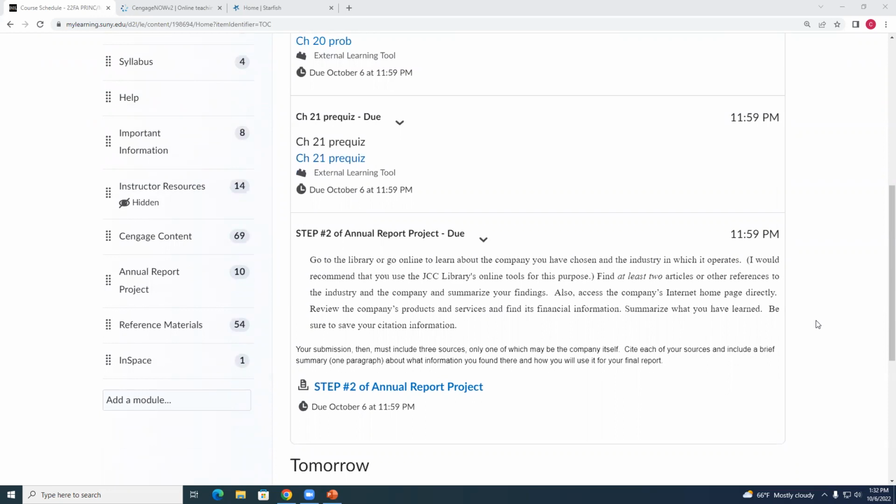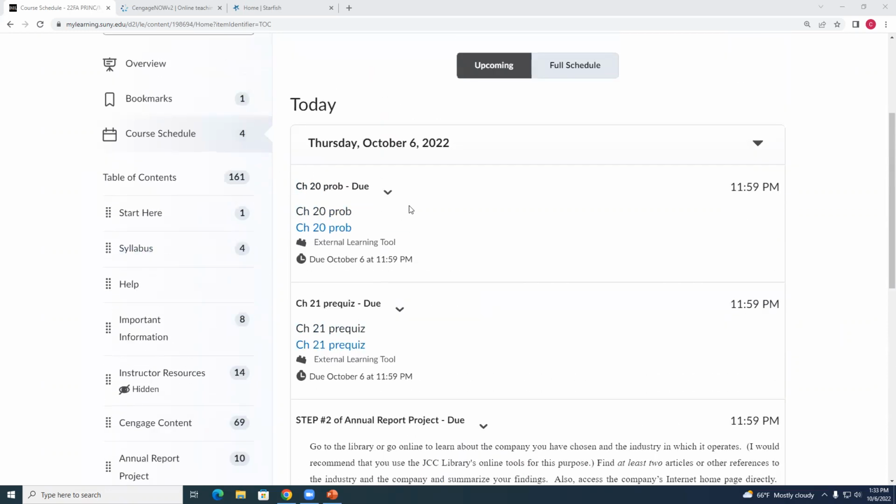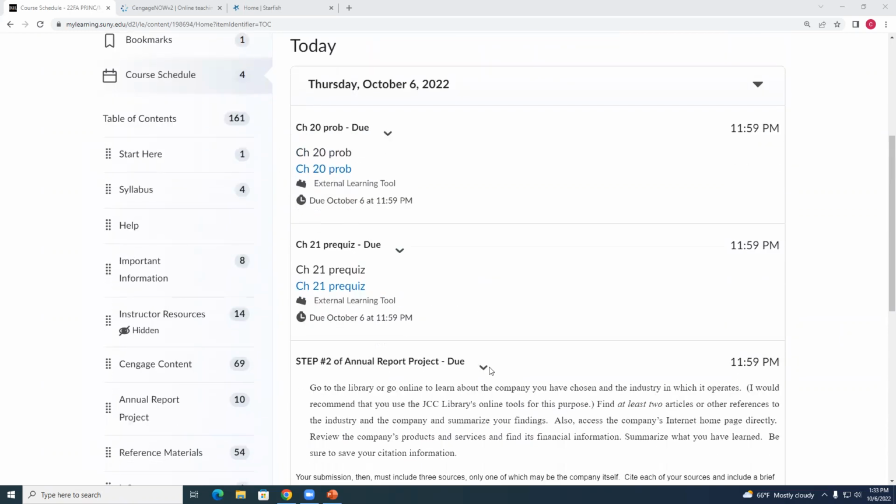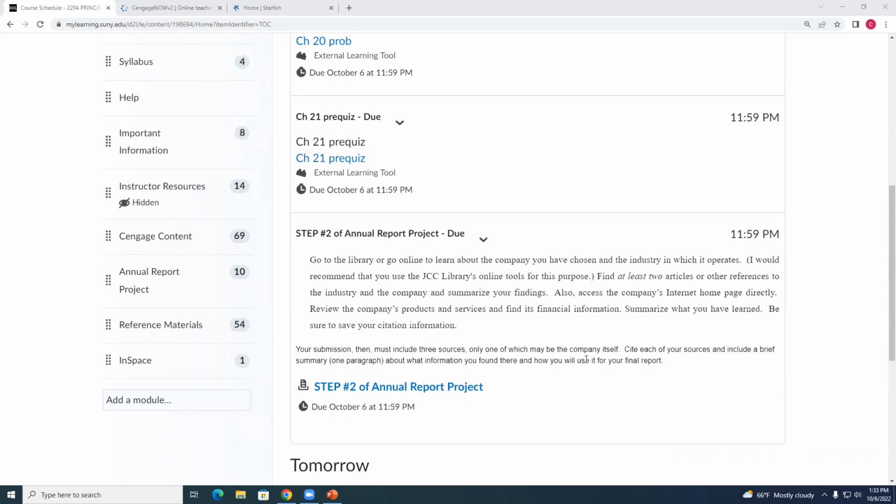There is a brief summary here on the Dropbox, and you'll also notice that these are hot links. So if you're on that course schedule, you can use those hot links to navigate around the course if you find that helpful. It's an easy way to get to what you're supposed to be working on.